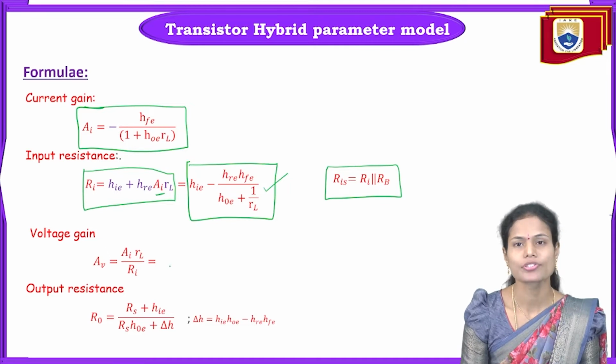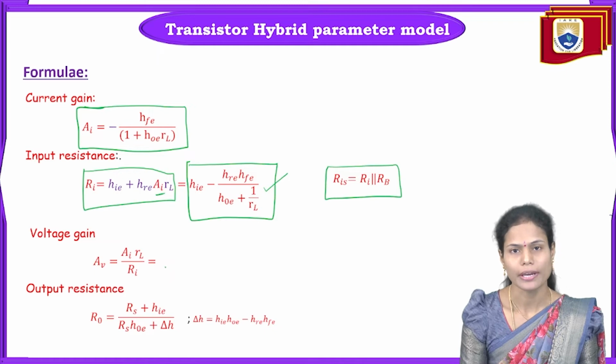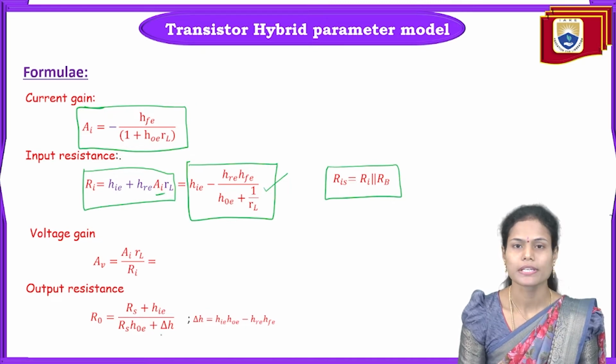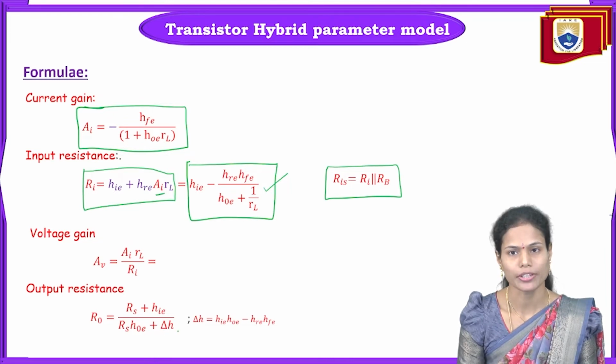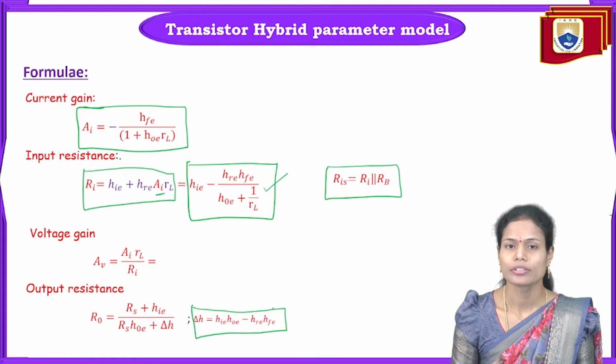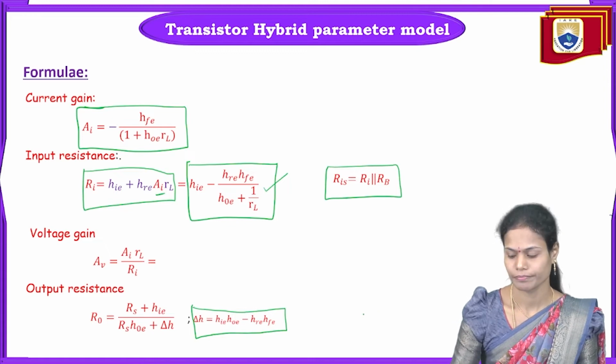And the next parameter is voltage gain, that is current gain into load resistance by input resistance. And the output resistance formula is source resistance plus input impedance by source resistance plus output admittance, and the variation of H parameter value. The variation of H parameter value is the difference of all the H parameters here. So in order to solve the problems in any configuration of the transistor, we have to remember all these formulas.